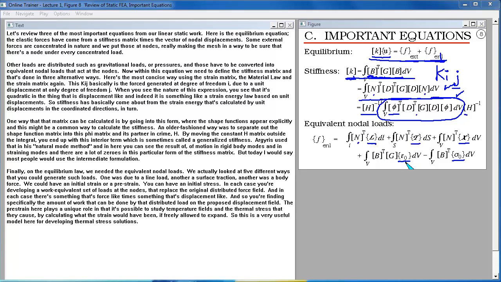The pre-strain here plays a unique role in that it's possible to study temperature fields and the thermal stress that they cause by calculating what the strain would have been if freely allowed to expand. So this is a very useful model here for developing thermal stress solutions.